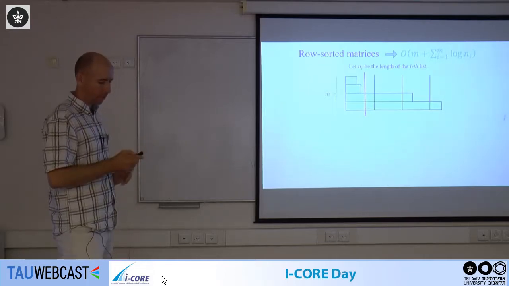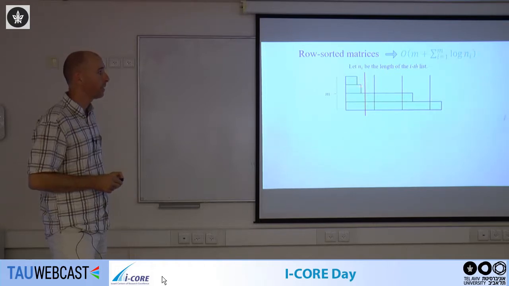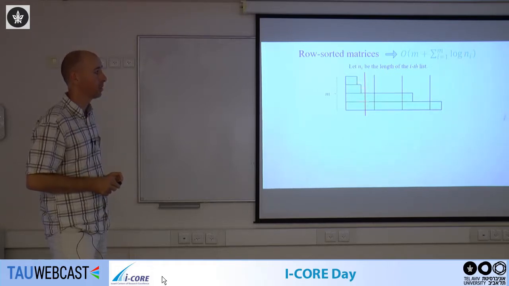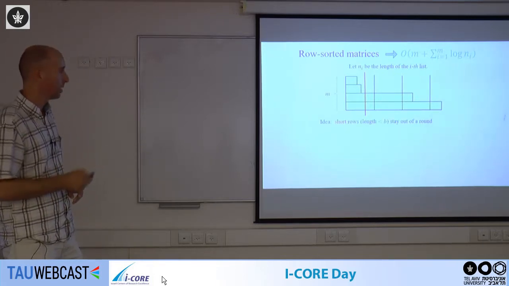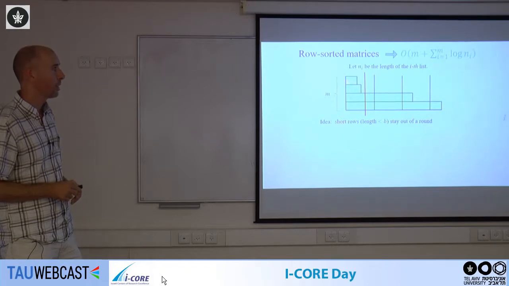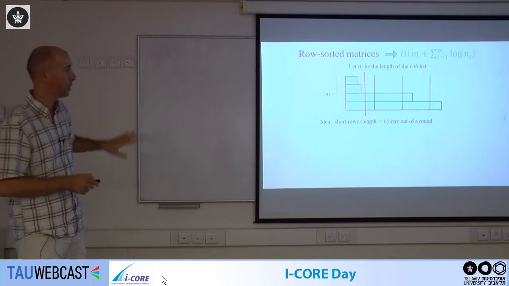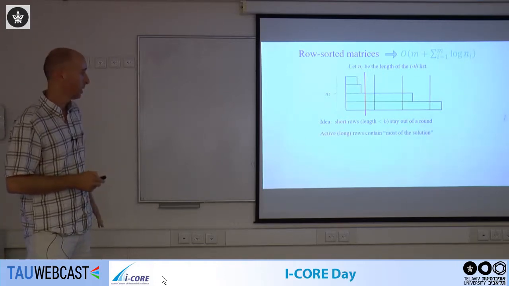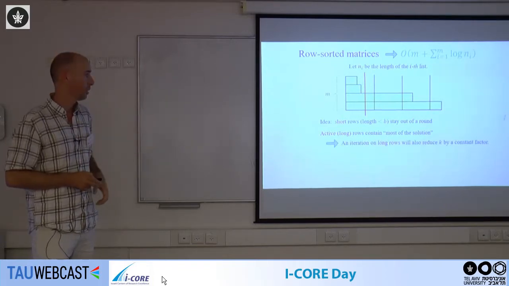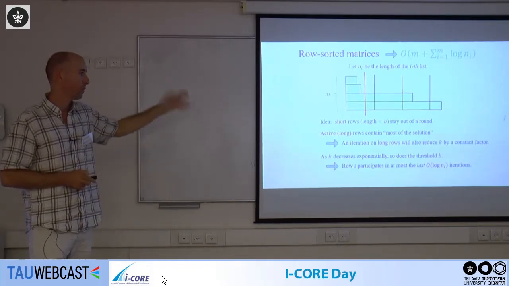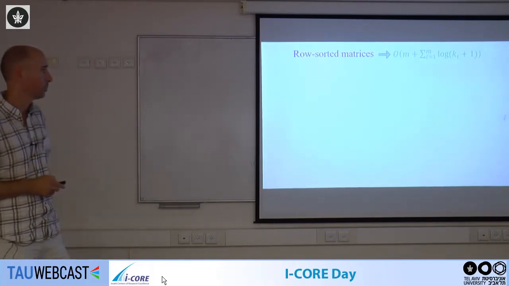We can get a slightly stronger result where it's actually log n_i, where n_i is the length of the block. If the rows are of different sizes, this is very easy. The rows which are smaller than this block size b stay out of that round, and we just work with the rest of the rows. We observe that these long rows contain most of the solution. So a row participates in only log n_i iterations, and we get this total running time.